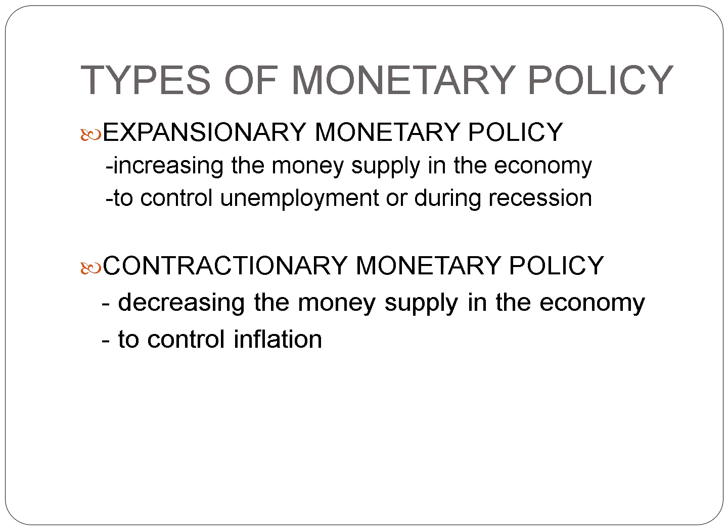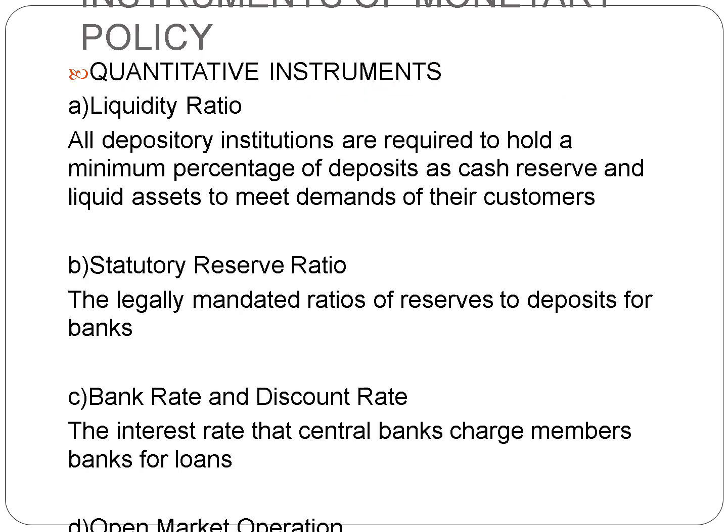Contractionary is used if your economy is in inflation, and we have to decrease the money supply. Why? Because everybody has a lot of money, but the supply of goods and services is very limited, and finally the price of goods and services increases. So we have to control the inflation. We have to make sure that it's stabilized.